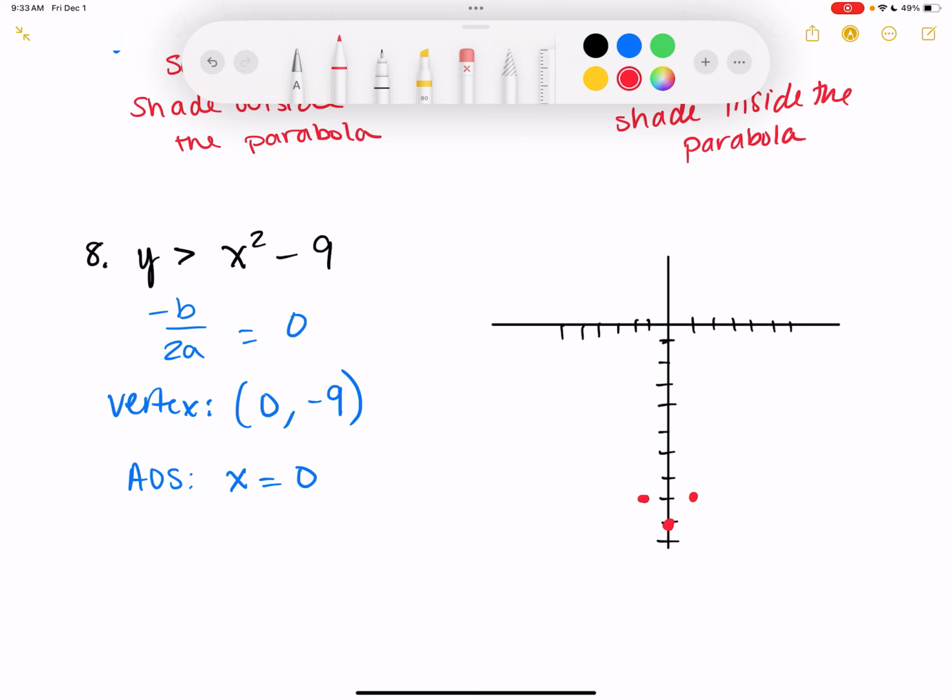Now, is this solid or dotted? Dotted because it's just greater than. These are kind of annoying to draw, I'm not gonna lie, but anyways, something like that.